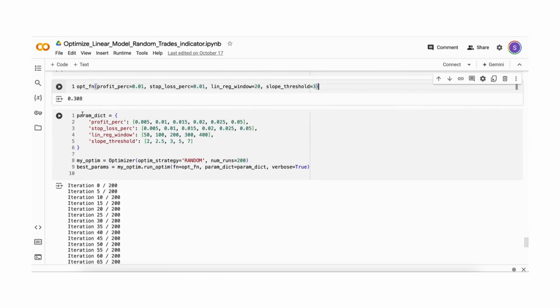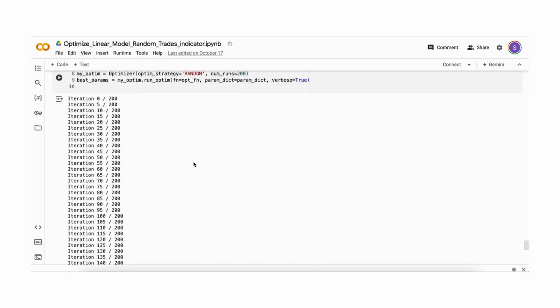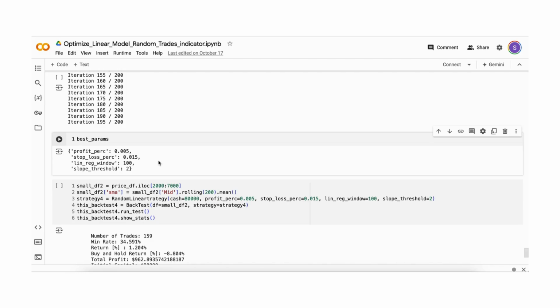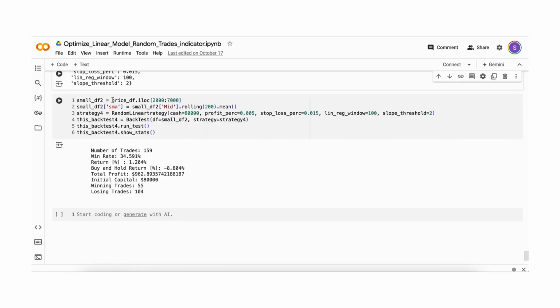Now when we do this optimization with 200 runs using a random search algorithm, we get the best parameters. When we use those best parameters, and remember these are for a test set, not the training data that we did the optimization for, we get a much better return. So even though the buy and hold return is minus 8.8%, so the Bitcoin was not doing well during this period, we are able to get a positive return by using our optimized linear regression strategy.